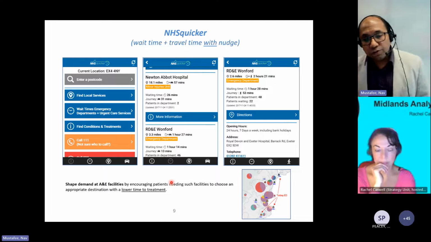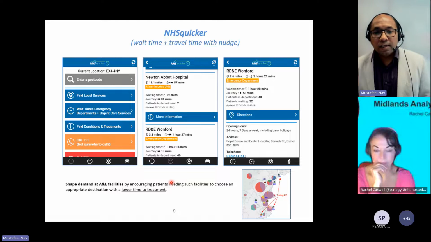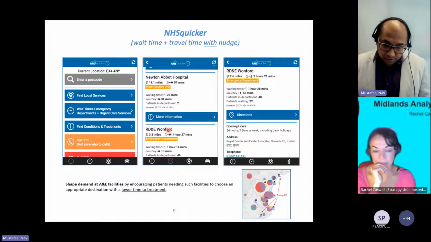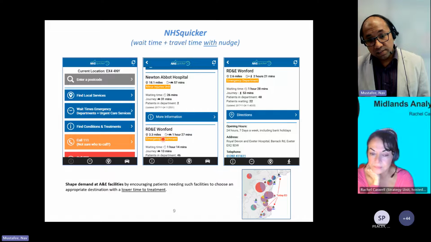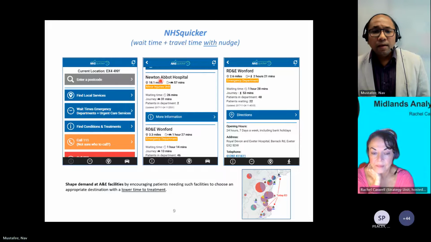We are in version 2. I'll show you some of the new screenshots, and I'll just give you an example. I took the screenshot when I was in Exeter, in this office actually. RDNE, Royal Devon and Exeter Hospital in Wonford, is the one which is closest, 3.3 miles.